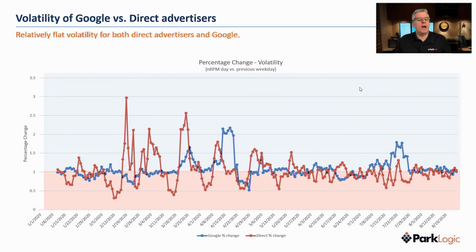All right, so volatility. You can see Google, we're comparing against the previous week once again, and Google in the blue is really flattened out. So what that means is basically it's just building on what was previously gained. So it's not collapsing backwards, which is a good thing. And the direct advertisers are just slowly contracting though. That's not so good. I really want to see the direct advertisers do well.